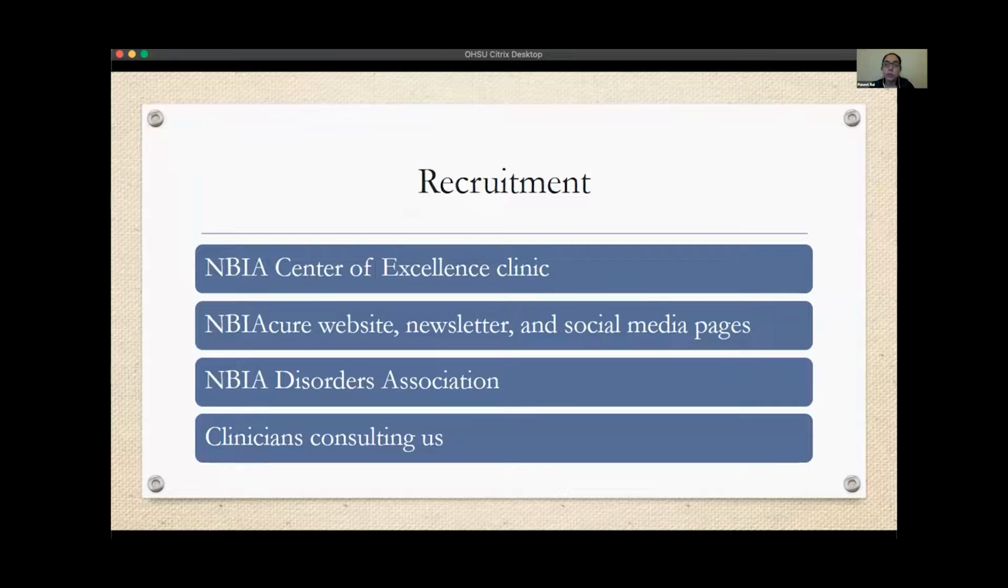And we recruited for this study through our NBIA Center of Excellence in Portland, where patients travel to see us for visits, through our NBIA Cure website, newsletter, and our social media pages. And the NBIA Disorders Association also helped with advertising. And we also inform any clinicians who consult us about BPAN cases about this study so they can share that with their patients.